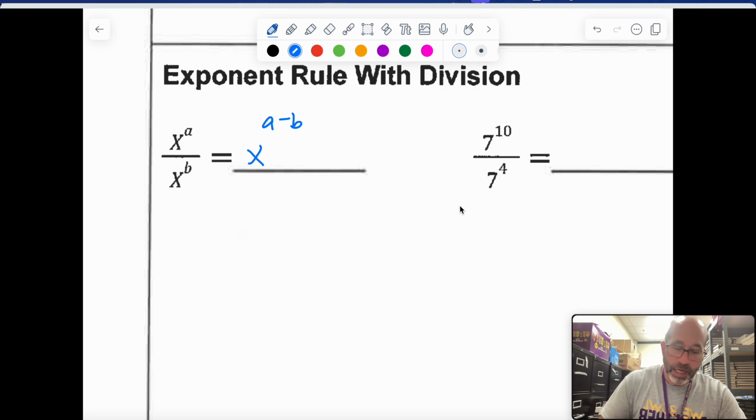Here's why. When I look at this first one, the 7 to the 10th is like writing out 7 ten separate times.